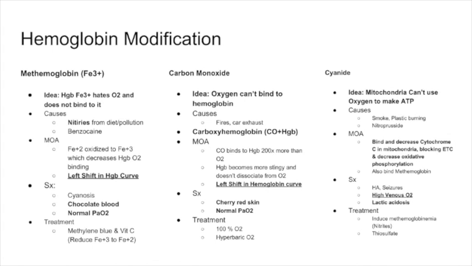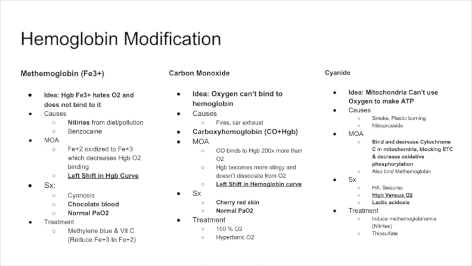With carbon monoxide, what happens is that carbon monoxide attacks the hemoglobin, and the oxygen can't bind to the hemoglobin when carbon monoxide is bound. The causes are fire and car exhaust, and the product is carboxyhemoglobin, which is carbon monoxide and hemoglobin. Carbon monoxide binds to hemoglobin 200 times more than O2, and hemoglobin becomes really stingy and doesn't dissociate from oxygen. You also get a left shift in the hemoglobin curve.